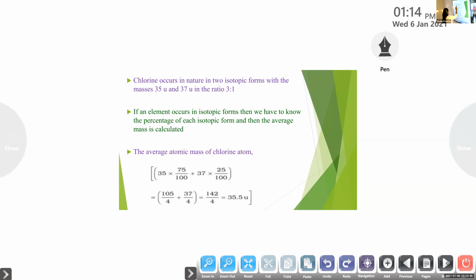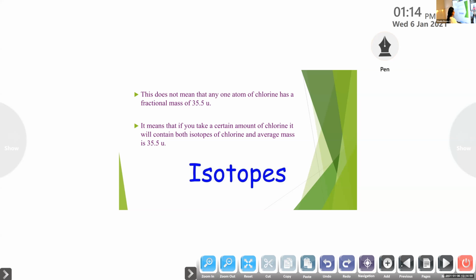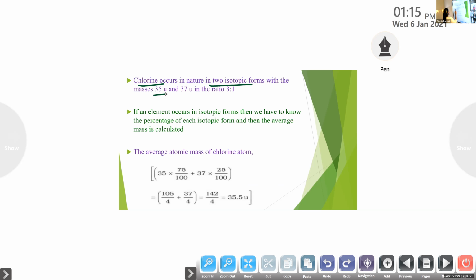Then the third example, chlorine. Chlorine occurs in nature in two isotopic forms. First one is Cl-35 and the next one is Cl-37. Two isotopes of chlorine that occur in nature. Cl-35 means the atomic mass of the first chlorine isotope is 35 and the next one is 37. And it exists in the ratio 3:1.